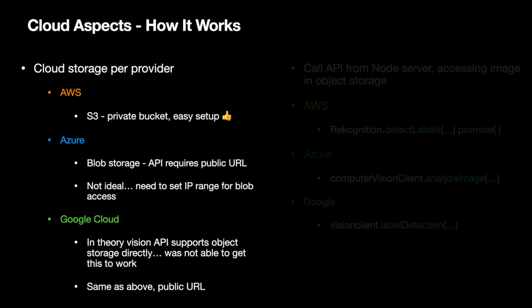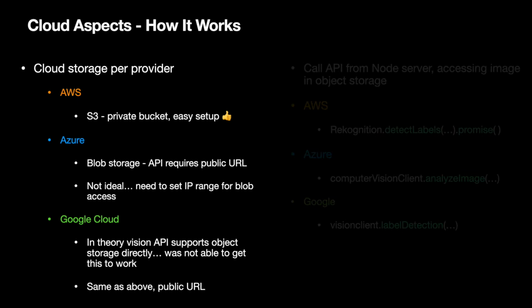This is definitely not ideal, so you're going to have to do some additional security measures to make sure those files aren't just accessible on the open internet. With Google Cloud in this case, it's sort of a similar story. In theory, their Vision API supports their object storage directly, but for whatever reason, I was just not able to get this to work, even following their examples exactly. So for now, for Google Cloud Storage, it just uses a public URL.